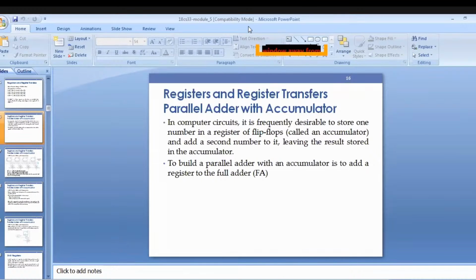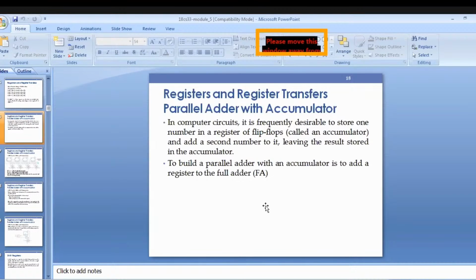Okay, next you can go to the register and register transfer, the parallel adder with the accumulator. While using the parallel adder, you can use the accumulator. The number of registers stored in the flip-flops is called the accumulator. If you add the second number, the result is also stored in the accumulator.